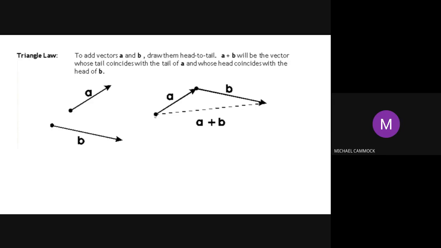So it's like a trip where you start at one point, you go on a journey up to some second point, and then you continue from that point to the third point. Well, really what you've done is you've gone from this starting point to that ending point. So the tail of one vector to the head of the second vector represents the result of adding those two vectors together. So that's a triangle law approach to it. All right, so the parallelogram law and the triangle law basically end up being the same thing. One is a diagonal and one is a third side of a triangle.